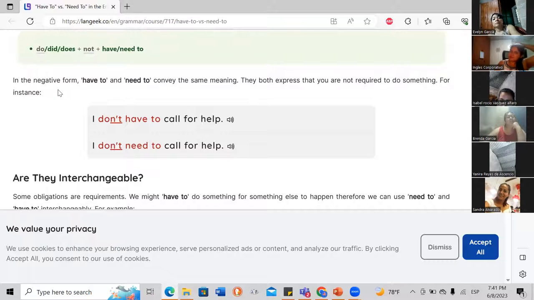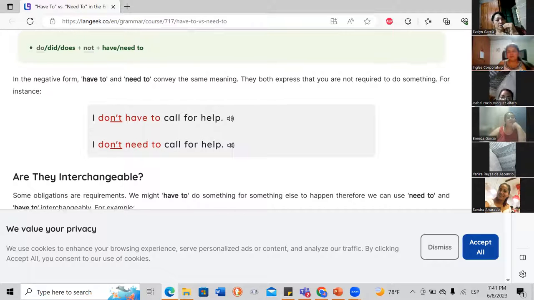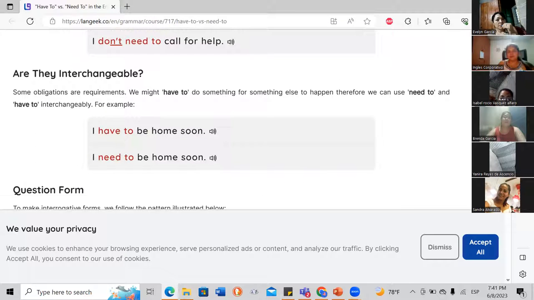In the negative form, they convey the same meaning. They both express that you are not required to do something. For instance, por ejemplo, I don't have to call for help. I don't need to call for help. When it's negative, both of them mean that you are not required, okay? Que no necesitas ayuda.